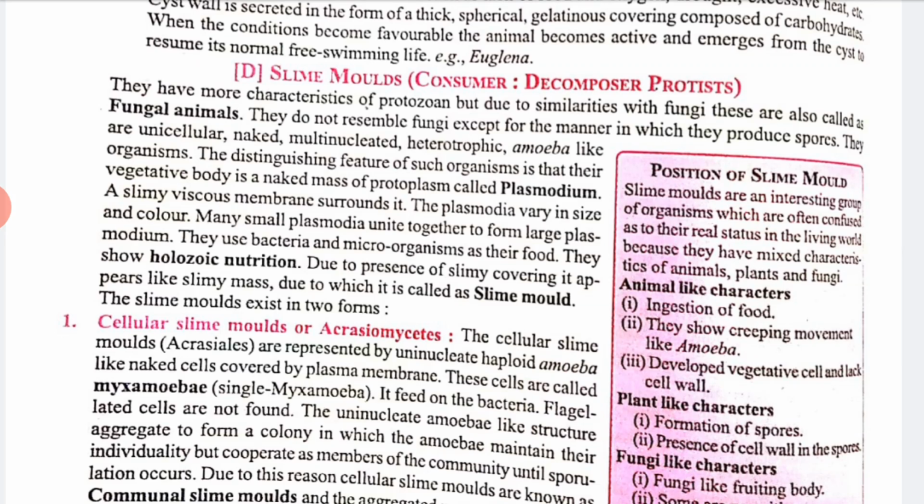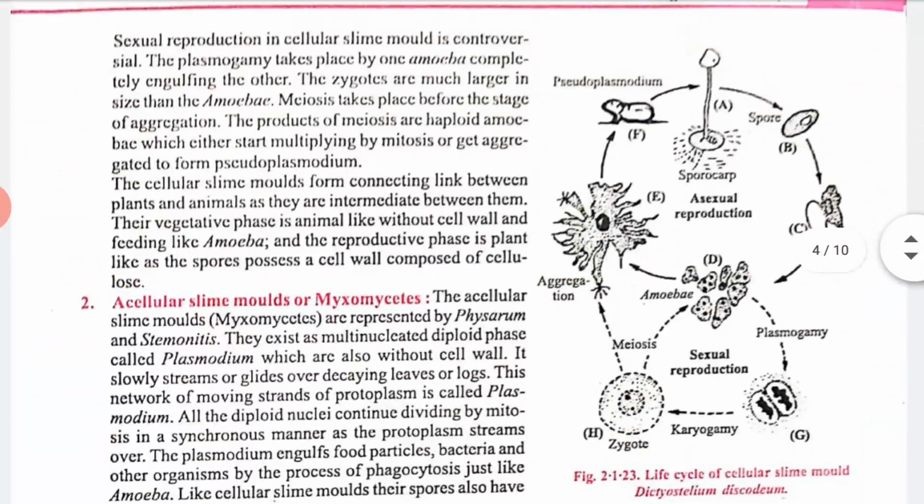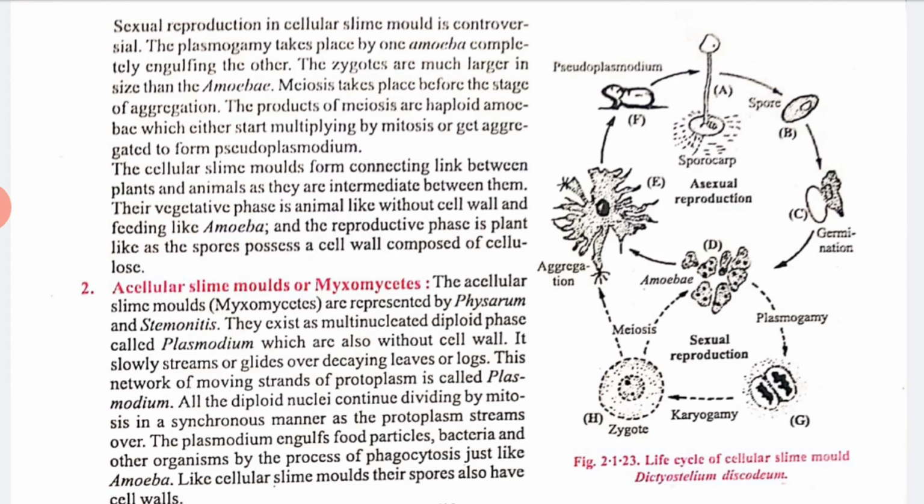Okay, so I just wanted to show you the life cycle of a cellular slime mold. You can see this is the life cycle. See here, this point is known as sporocarp. That sporocarp will change into spores, and after the spore formation it germinates, and after the germination it is converted into amoeba. Okay. So when you see this, I am talking about asexual reproduction.